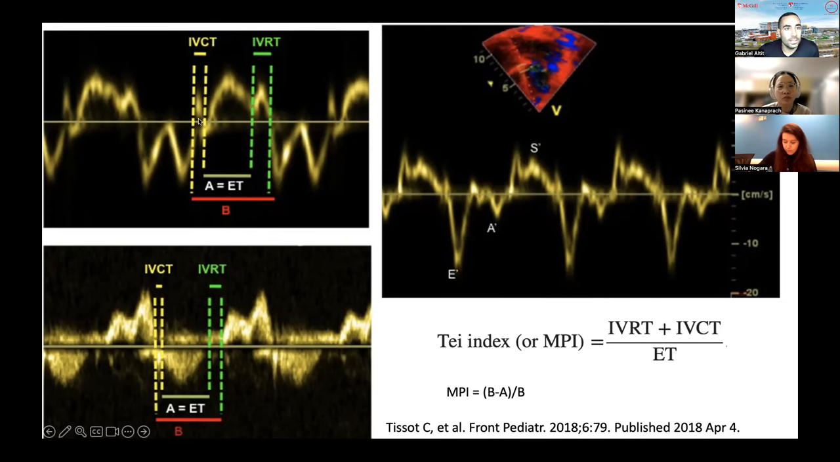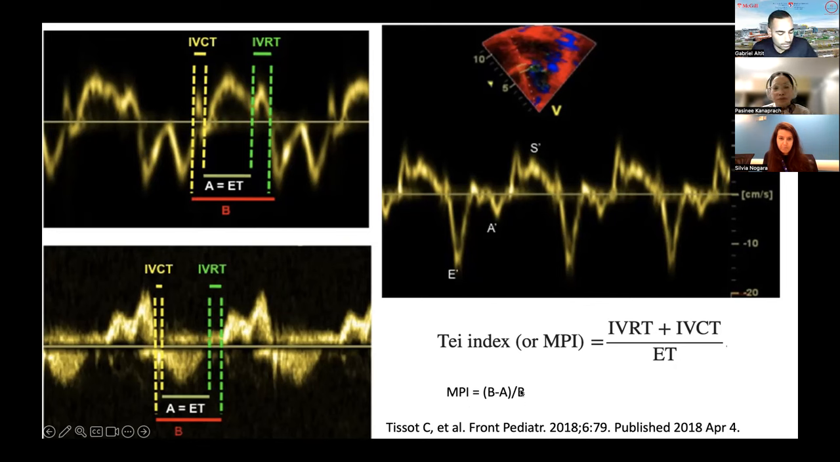So here, this is the IVCT, this is the IVRT, and this is the ejection time. If you do one measurement here and one measurement here, you've done three measurements. And obviously, each time you measure, you increase the error of measurement. That's why most guidelines recommend doing two measurements instead of three. They'll tell you to measure the entire duration of these three time cycles, and measure the ejection time. If you take B and remove A, you get the summation of the IVCT and the IVRT. So often the MPI is this value, B, minus this value, which is the ejection time, A, divided by A. Sorry, it's not divided by B, it's divided by A.